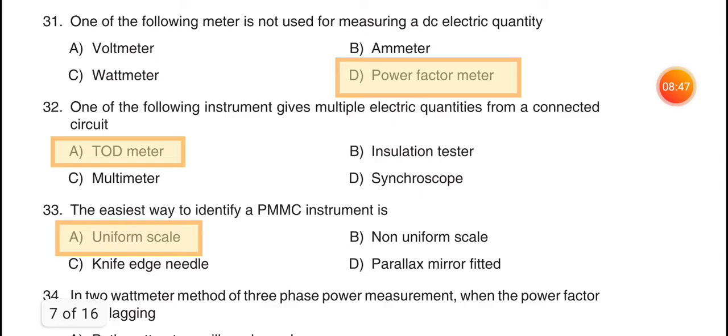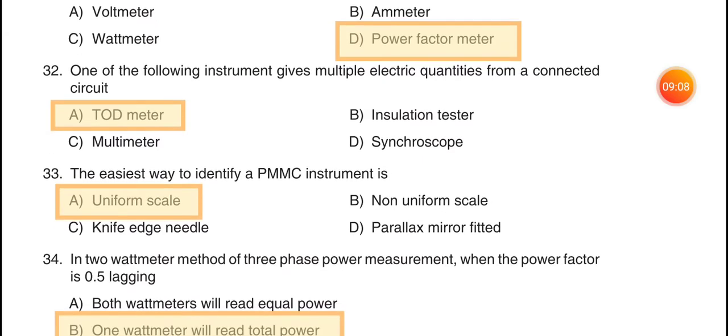31. One of the following meter is not used for measuring a DC electric quantity. Options: voltmeter, ammeter, wattmeter, power factor meter. The one not used for measuring a DC electric quantity is option D, power factor meter.